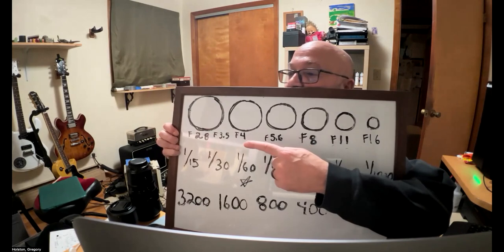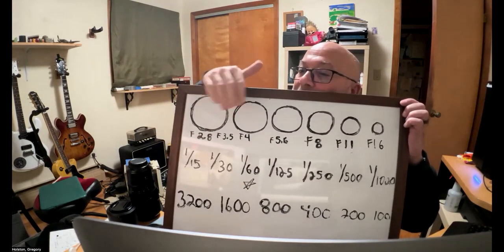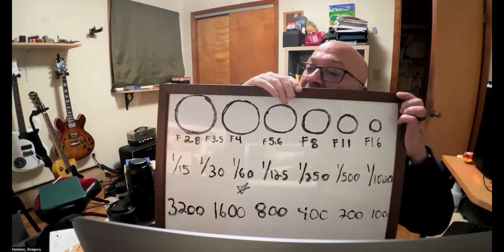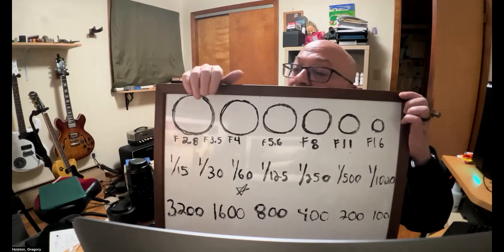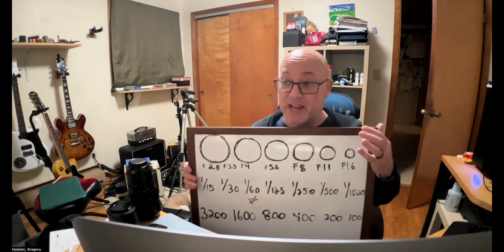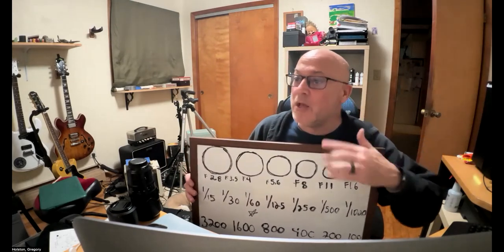Don't do 3.5. Don't do these middle apertures. 3.5 is a middle aperture, it's some third of a stop. Stick with the standards, okay? 2.8, 4, 5.6, 8, 11, 16. I'm going to just lay this out for you as easy as I can, because it's okay. It's a learning process regardless, okay?